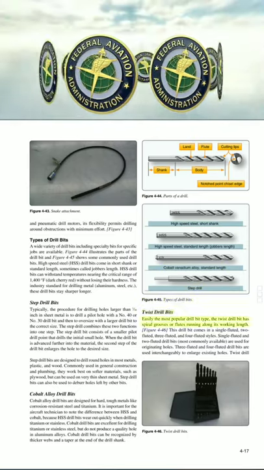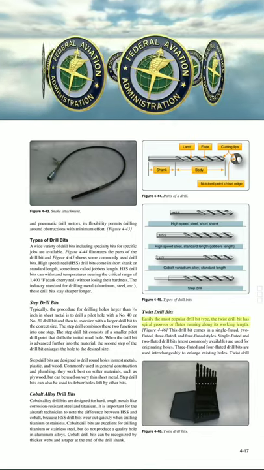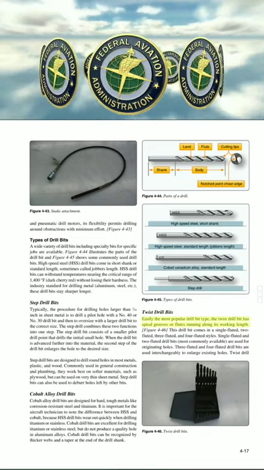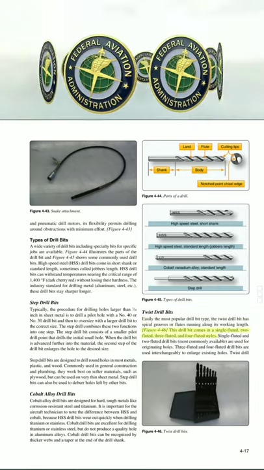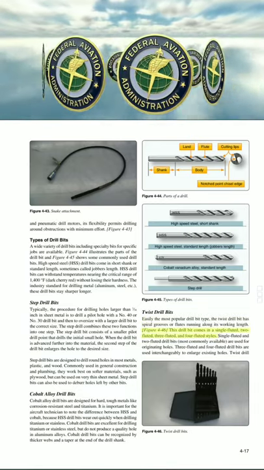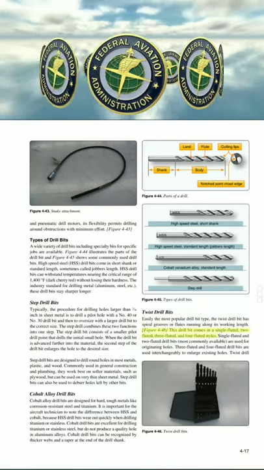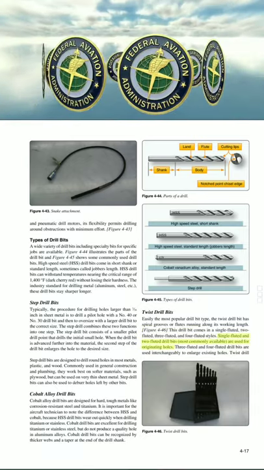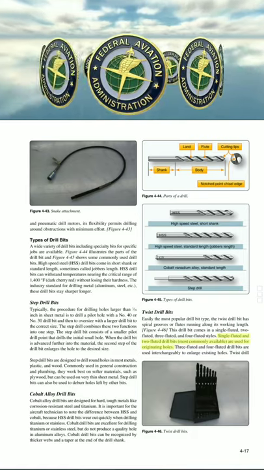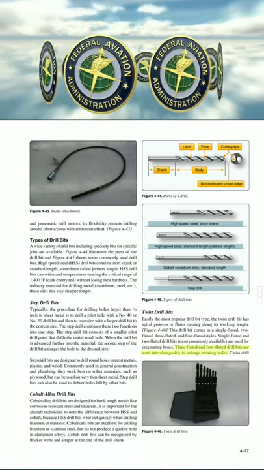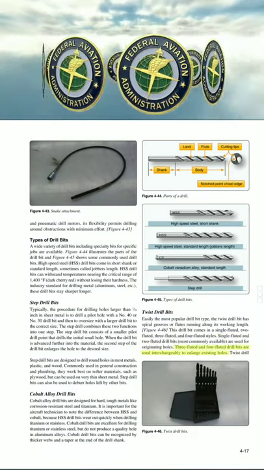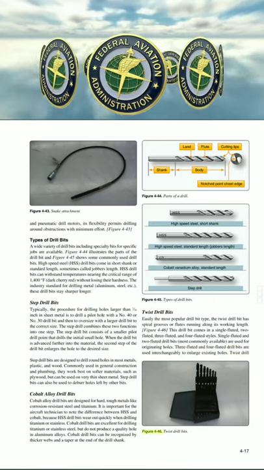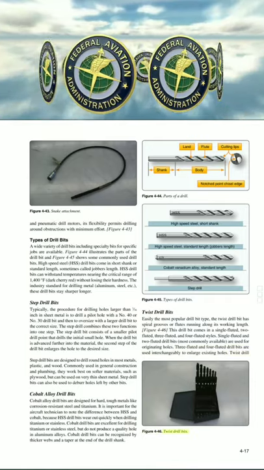Twist drill bits. Easily the most popular drill bit type. The twist drill bit has spiral grooves, or flutes, running along its working length. Figure 4-46. This drill bit comes in single fluted, two fluted, three fluted, and four fluted styles. Single fluted and two fluted drill bits, most commonly available, are used for originating holes. Three fluted and four fluted drill bits are used interchangeably to enlarge existing holes. Twist drill. Figure 4-46. Twist drill bits.